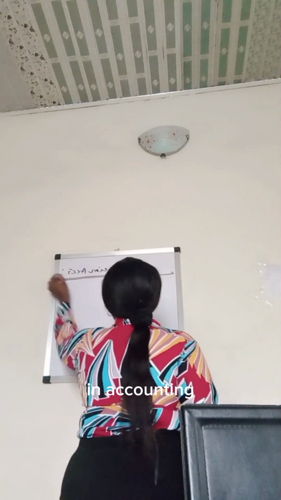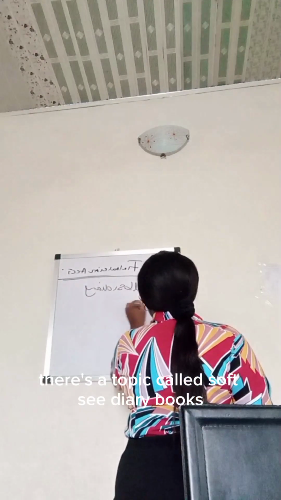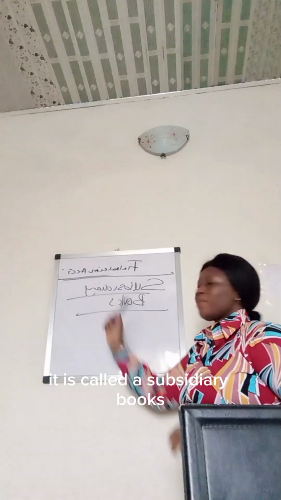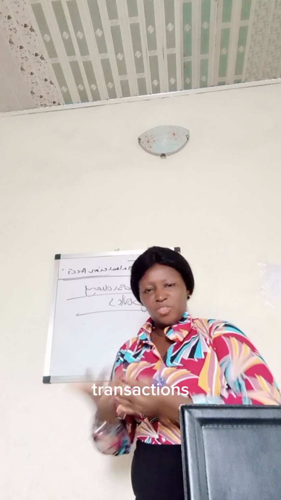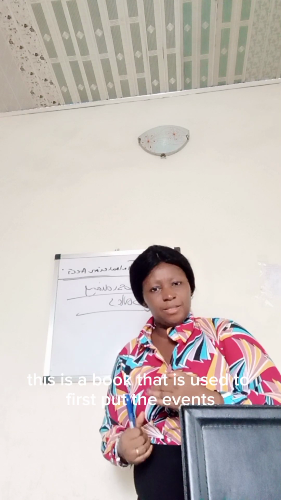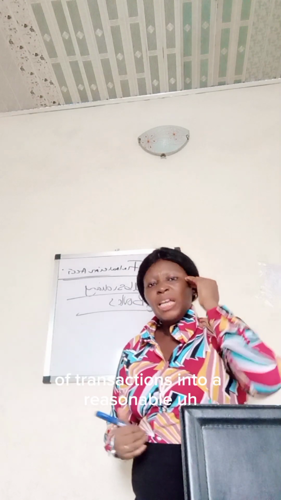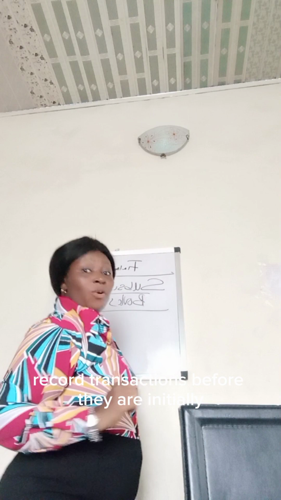Subsidiary books. In accounting, there's a topic called subsidiary books. It is called a subsidiary book because it is a book that is used in recording transactions. It is a book that is used to first put the events of transactions into a reasonable manner or process. We call it a subsidiary book because it is in these books we first record transactions before they are initially recorded in this book.